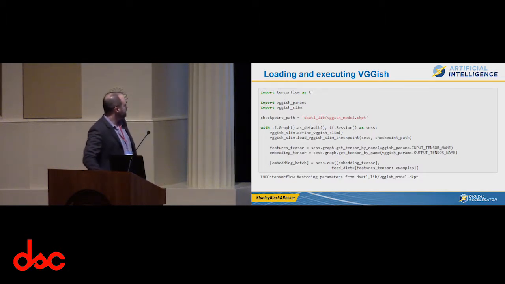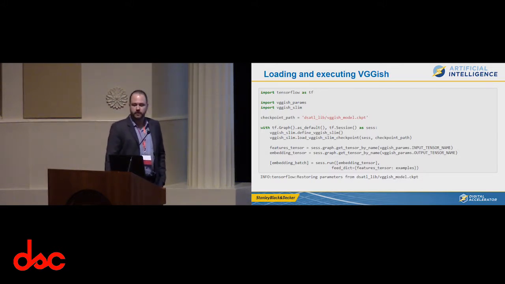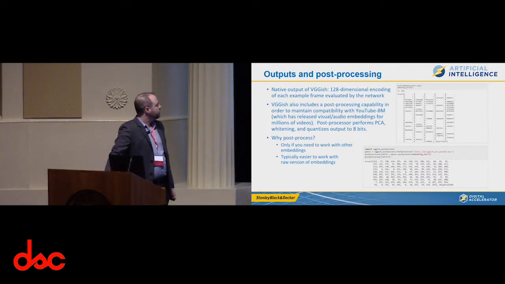So we then can take our features and embedding tensors and extract them from the network. Effectively, the features tensor is the input. The embedding tensor is that 128-dimensional output. And then we just run the network. So here's what that output looks like. We have 2 different ways of looking at the output. The original output is right here.